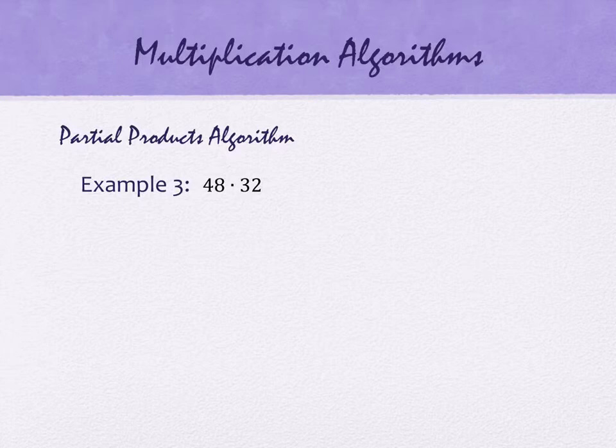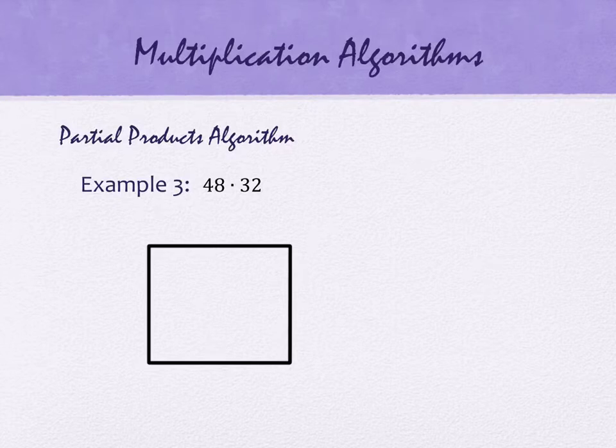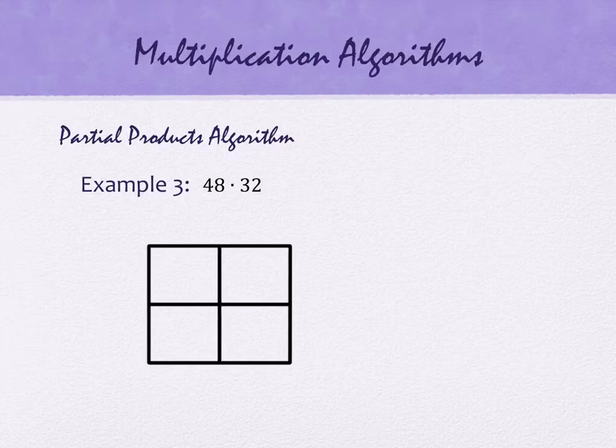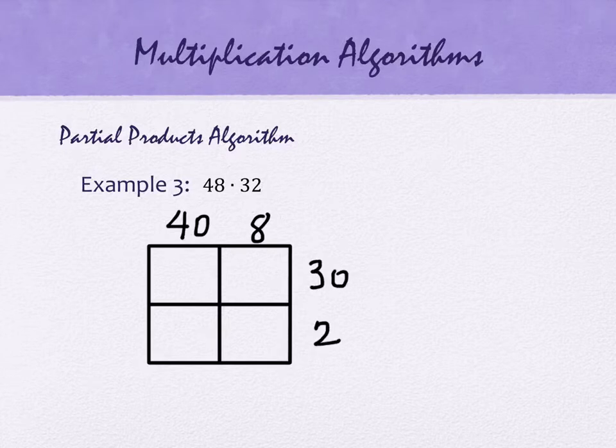This is called partial products. Partial products uses a square grid. And we're going to make it a grid. And what we're going to do is we're going to write the 48 like this. Okay, so it's still the 48 we saw before. We're going to write the 32, and it doesn't matter whether we write it on the right or the left, but because of what I'm about to do in a minute, I'm going to put it on the right-hand side.